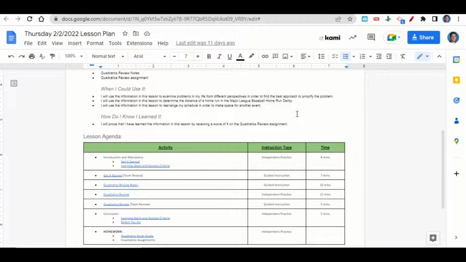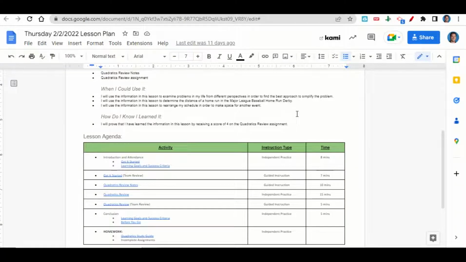Now let's take a look at our agenda for today. We will begin by going over the learning goals and success criteria. While we do that, you'll fill out your Get It Started. Once you've completed your Get It Started, we'll go over it together and answer any questions that you may have. After that, we'll go over the Quadratics Review Notes, and then I'll give you time to complete the Quadratics Review Assignment. Once you've completed the assignment, we'll go over it together and answer any questions that you may have.